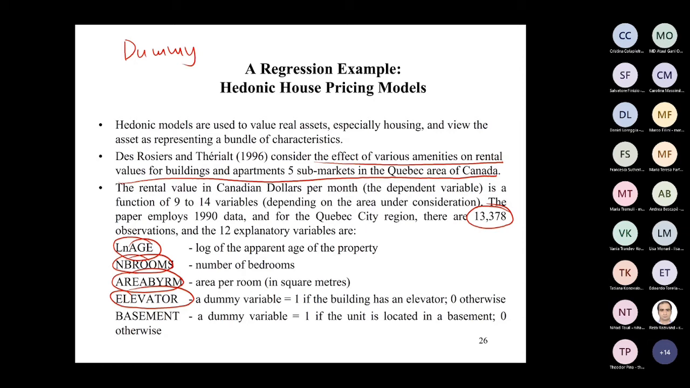Who's then going to help me with this? What values can a dummy variable take? 0 and 1. 0 or 1, nothing else.